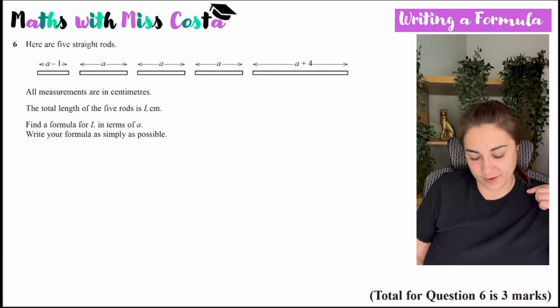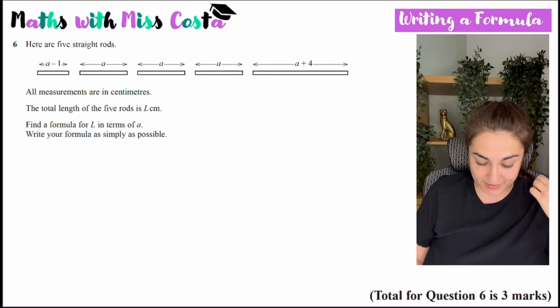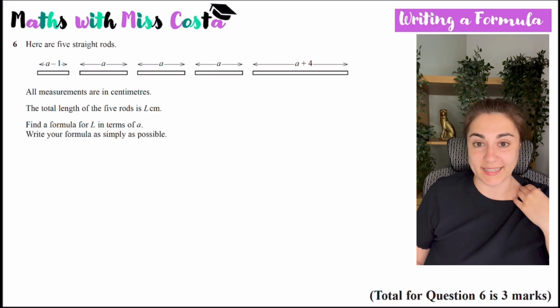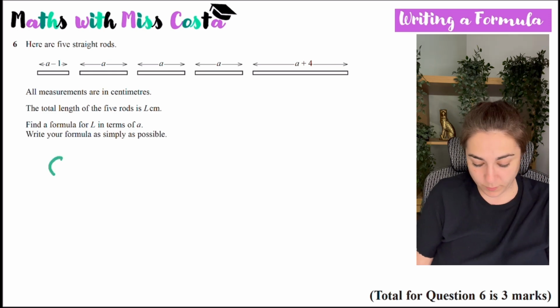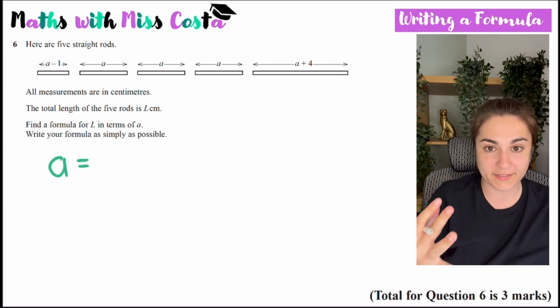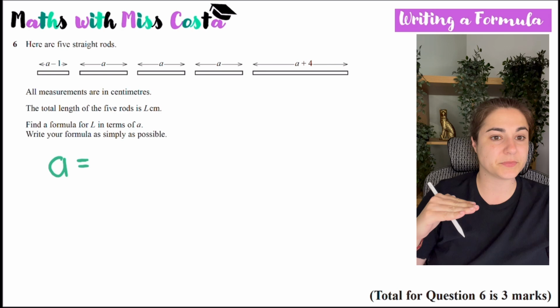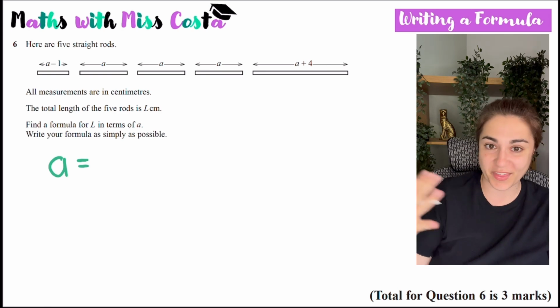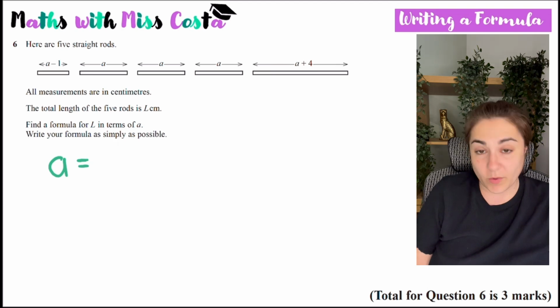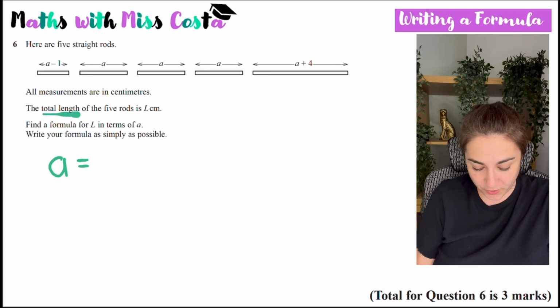Next, I have a diagram which shows 5 straight rods. The first rod is A minus 1. The next 3 rods all have a length of A, and the final rod has a length of A plus 4. Whenever we use algebra, it's just because we don't necessarily know the length of something or the price of something, but we know what its price is in comparison to other things. So here, I'm told that all measurements are in centimeters and the total length of the 5 rods is L.